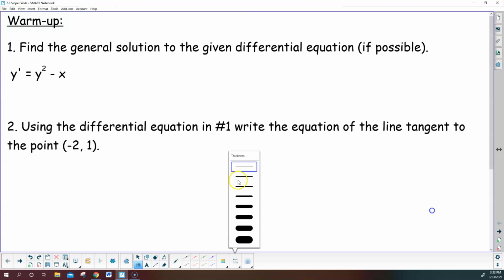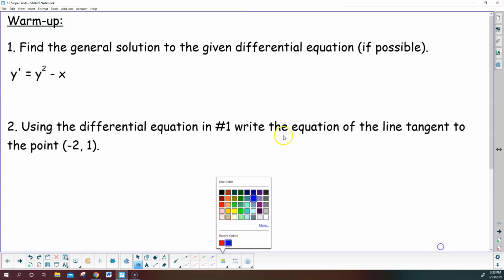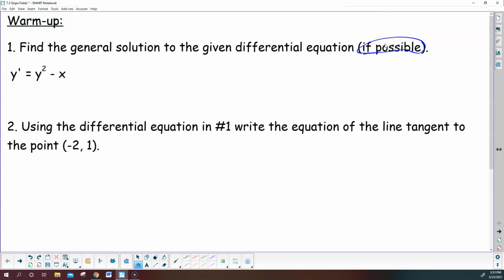Okay, so you had a chance to look at the warm-up. I kind of tried to trick you here on this first example. So how do we know we have to find the general solution? Well, when you see general solution, you think you're going to have a plus c in it. But I have to solve the differential equation if possible. Right now, it's not officially a differential equation. We need to rewrite this as dy dx.